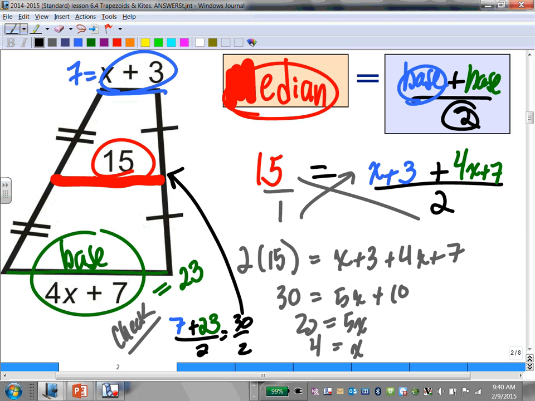All right, ready? Go. Take it. How many of you did something like this? 7 plus 23 over 2, 30 divided by 2 equals 15. Did you see that? Okay, thumbs up for those who actually did that. The rest of you, that's what I mean by a check. You plug it in, you see if it works. What do I mean by works? Well, add the bases divided by 2, you get the median. You see that? All right, next page.